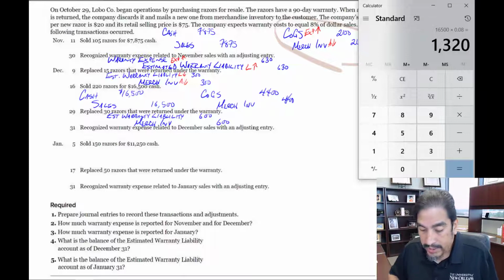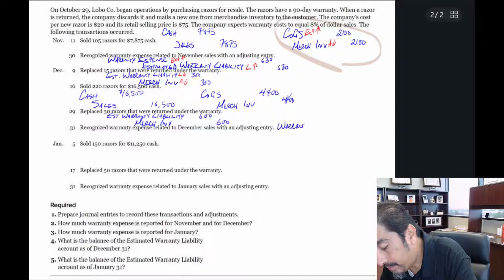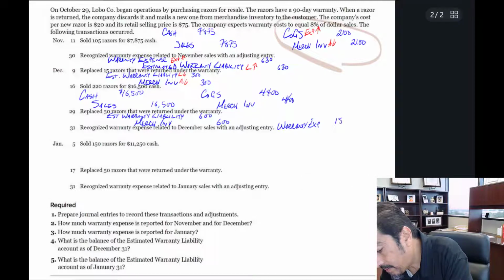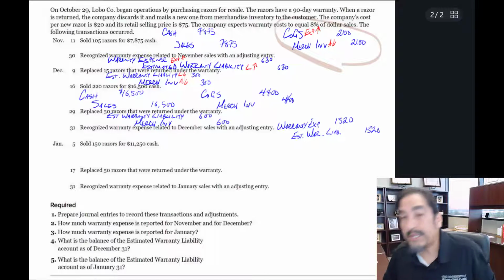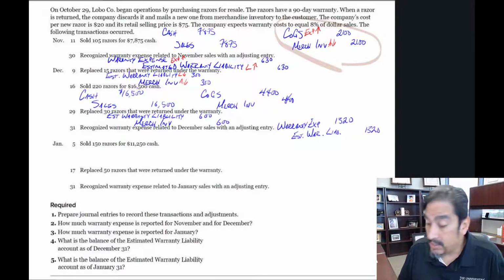So that journal entry looks like this. I'm going to write it over here. It's got a little bit of white space over here. Warranty expense for, I don't remember what it was, 1320. And we're going to credit that liability account called estimated, I'm going to do a lot of abbreviating here, warranty liability for 1320. So we're putting another 1320 into that account so we can use in future months.